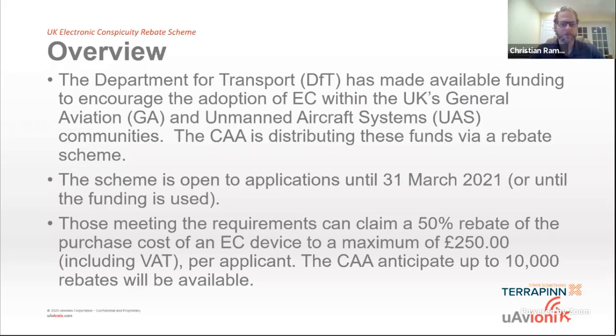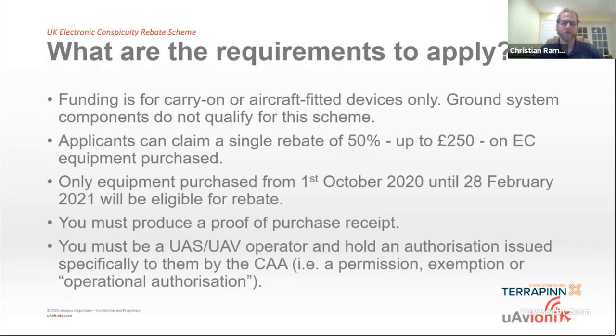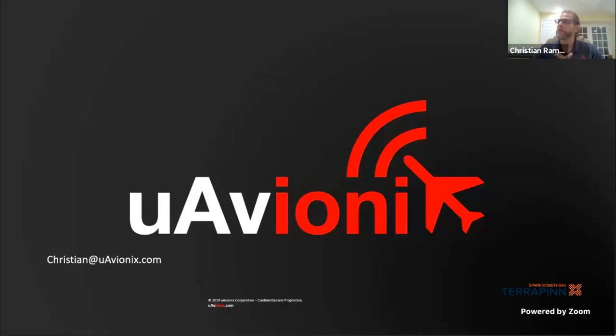I think I hit most of those targets. So the scheme is open until March 31st or until all of the funding is used up. They anticipate that about 10,000 rebates are available. So kudos to the UK CAA here for expansion and encouragement of electronic conspicuity. The requirements to apply, I talked through those already, but you know, buy an eligible device. If you go to uk.caa.gov/EC, you'll find more about the rebate scheme. And that looks like that's about it.